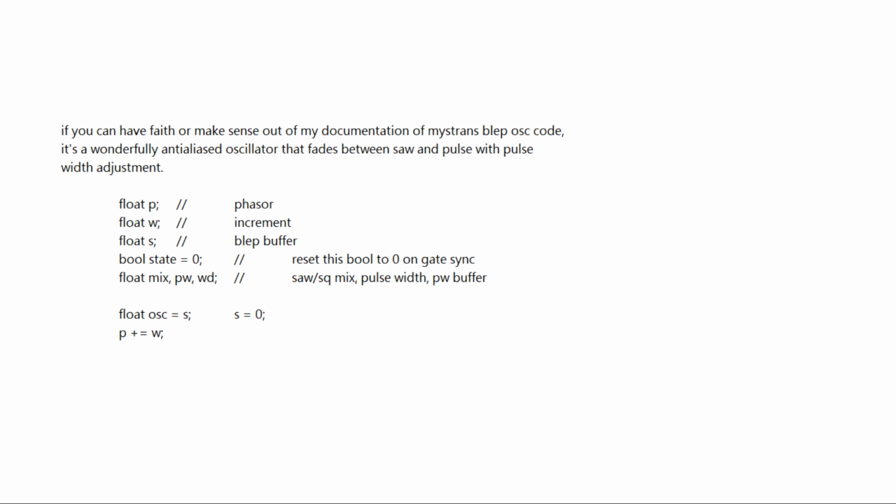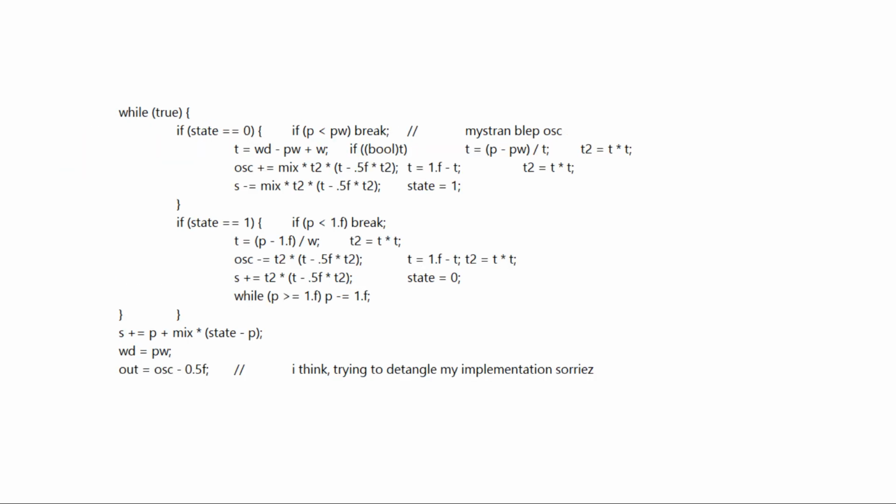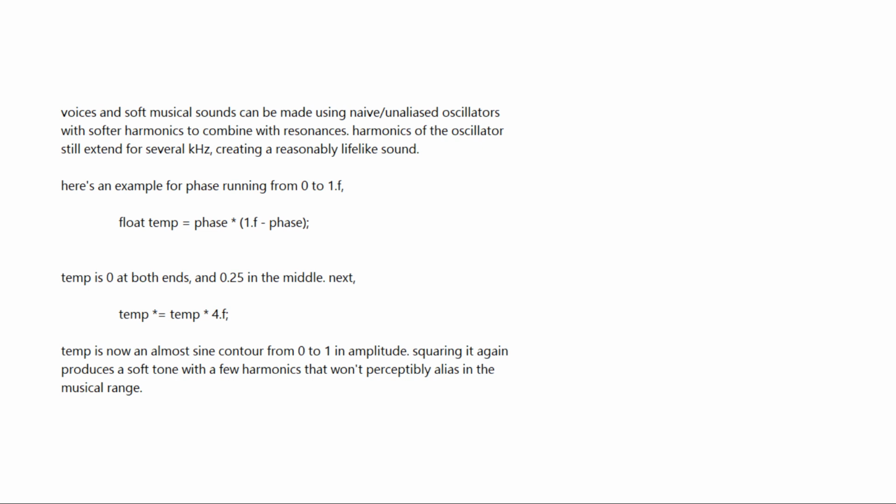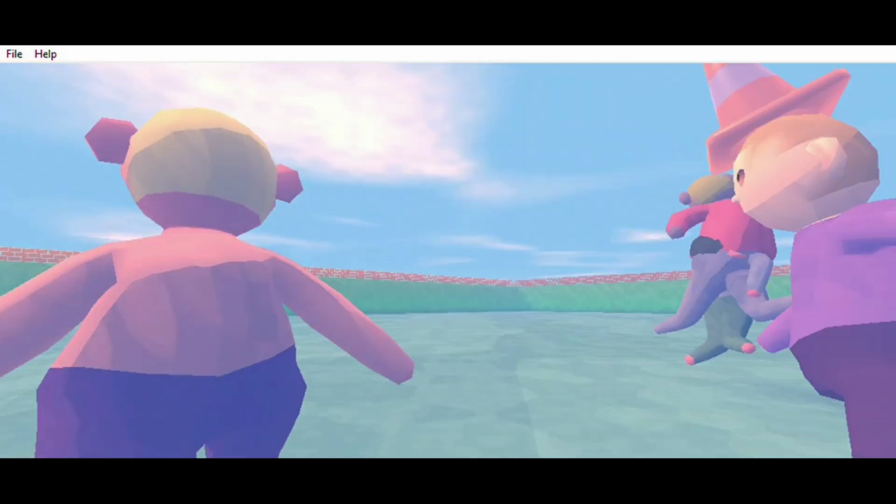If you can have faith or make sense out of my documentation of Mistran's BLEP OSC code, it's a wonderfully anti-aliased oscillator that fades between saw and pulse width adjustment. Voices and soft musical sounds can be made using naive/analyzed oscillators with softer harmonics to combine with resonances. Harmonics of the oscillator still extend for several kilohertz, creating a reasonably lifelike sound.